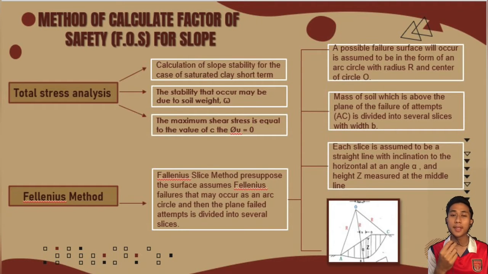Next, I will continue to present about 3 types of method to calculate factor of safety for slope. The first one is the total stress analysis, and then Taylor stability analysis, and the last one is the failure slices method.